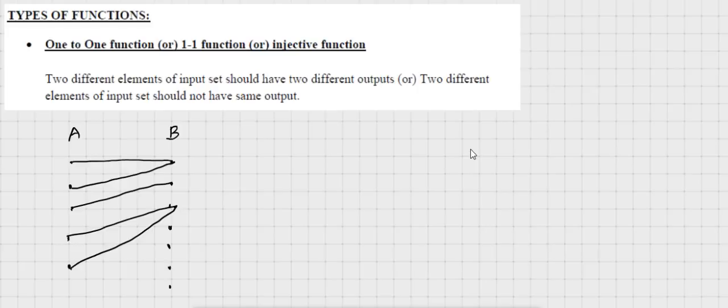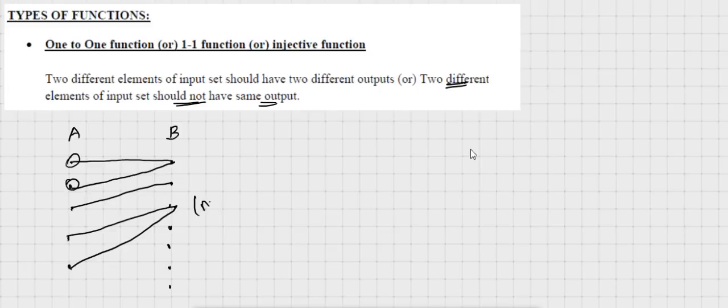Why is it not a one-to-one function? Here this element and this element were different, but see their outputs, they were the same. Here the condition is two different elements should not have the same output. That is the condition for a function to be one-to-one. So this is not a one-to-one function.